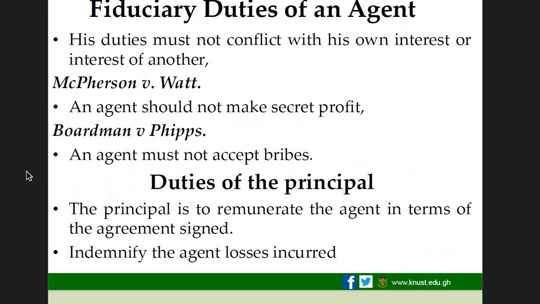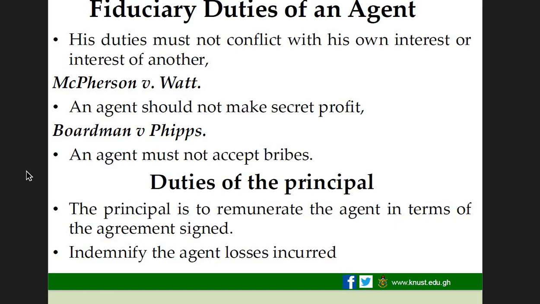So let's move on. The next one is fiduciary duties of an agent. His duties must not conflict with his own interest. So when we talk about fiduciary duties of an agent, we are saying that that particular agent must not act in conflict of interest. And that person cannot make a secret profit, and cannot take bribes as well.